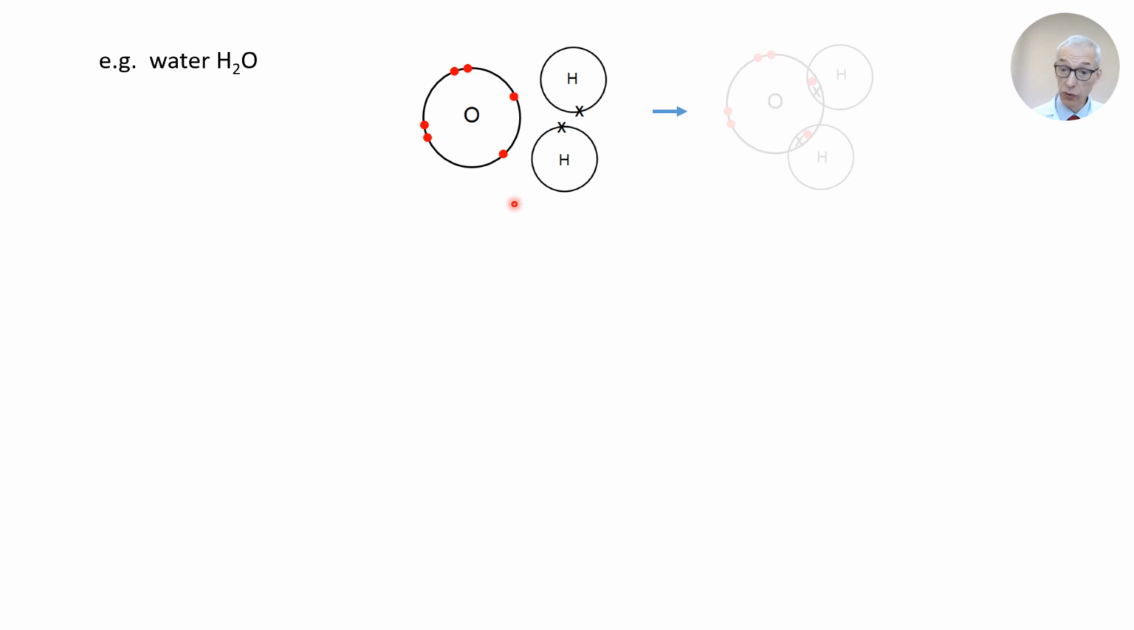Okay, so we'll just have a quick look here. Here's oxygen with 2, 4, 6, 8, single bonded to 2 hydrogens separately. So hydrogen achieves the electron structure of helium. Our oxygen achieves the electron structure of neon. 8 in its outer shell for oxygen, 2 in the outer shell for hydrogen.